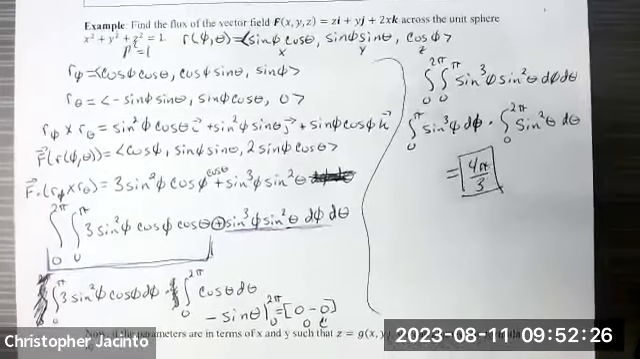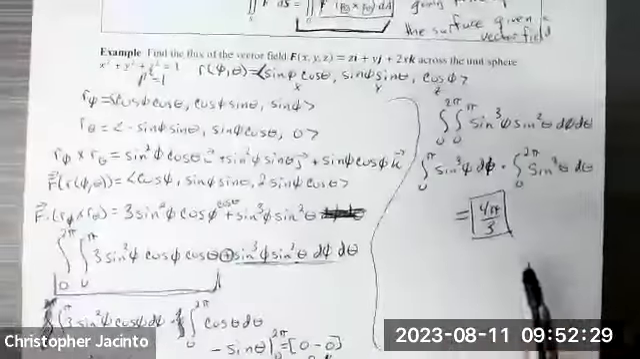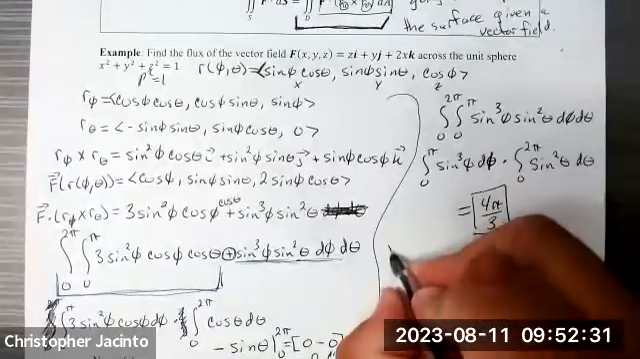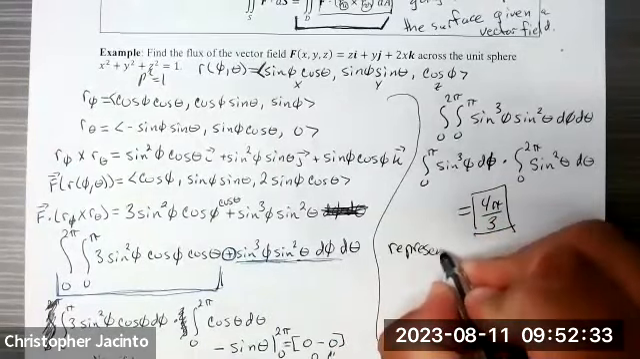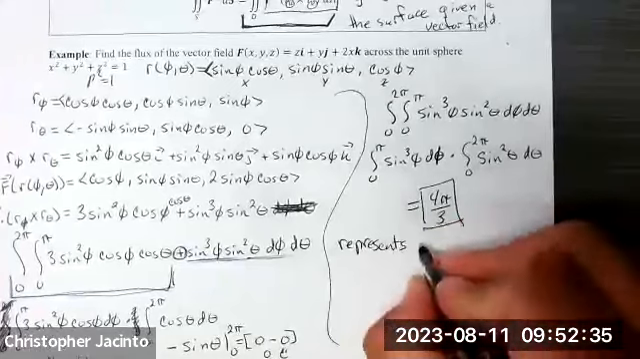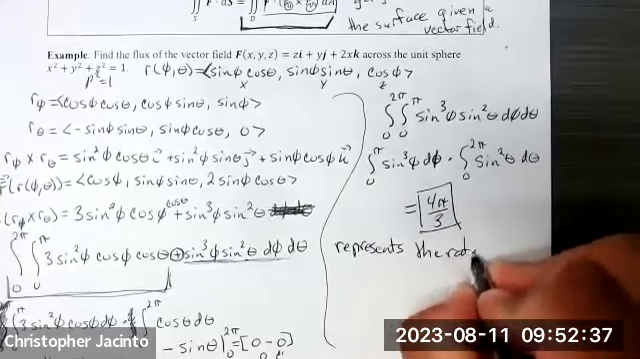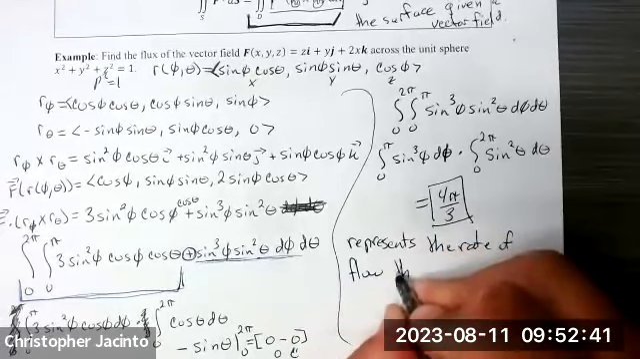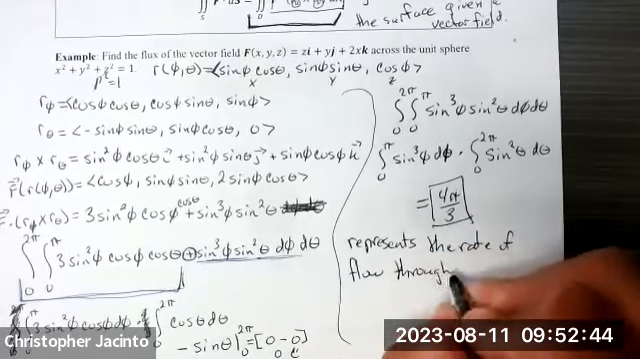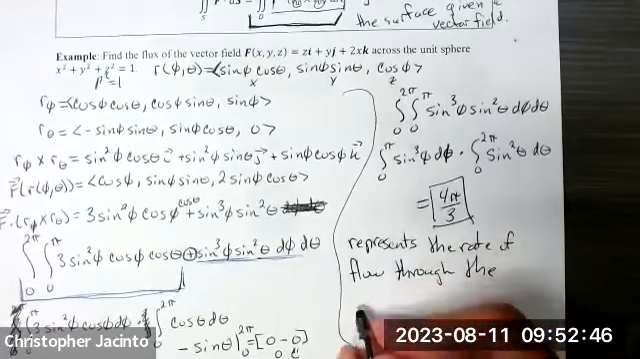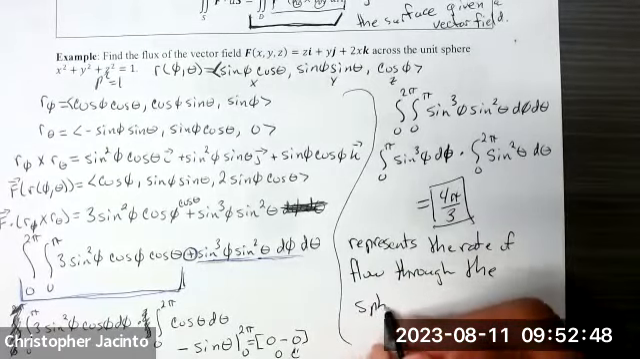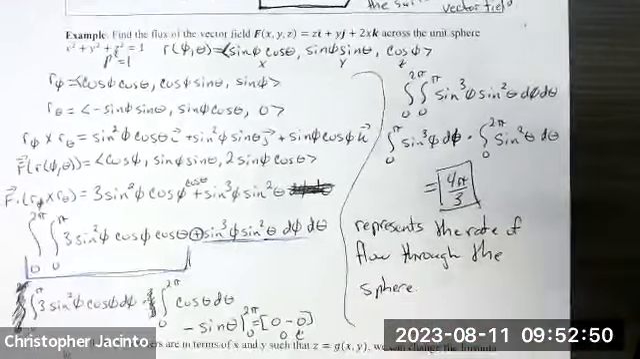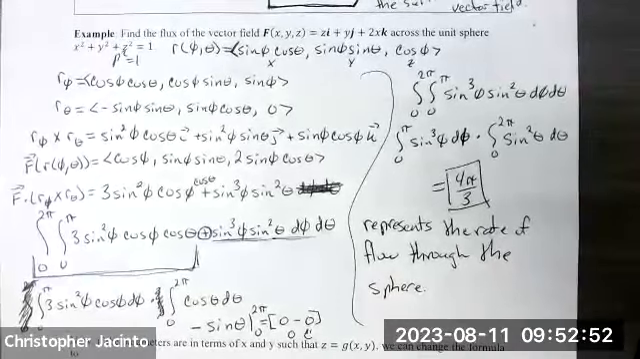Now, what does this mean, right? We just talked about flow, okay? So what this is saying is this represents the rate of flow through the sphere. Hence why it's called the flux of the vector field.